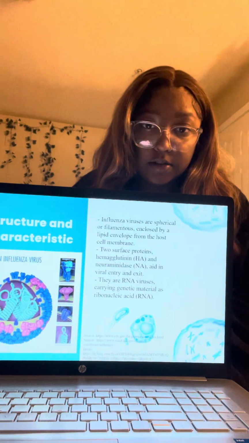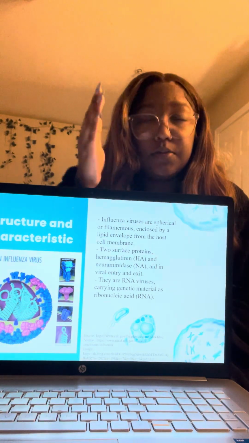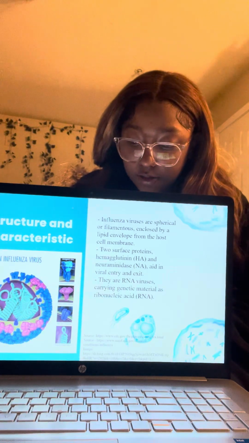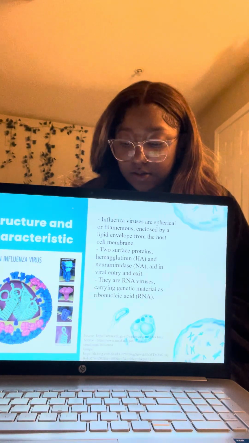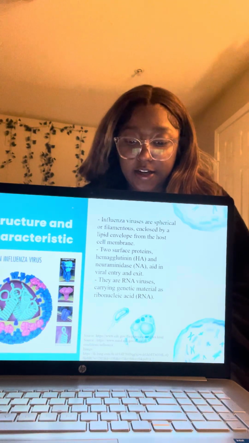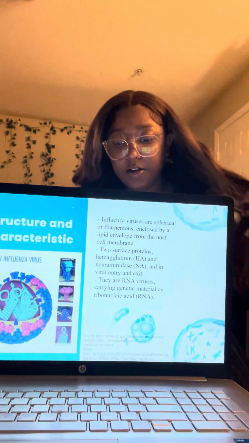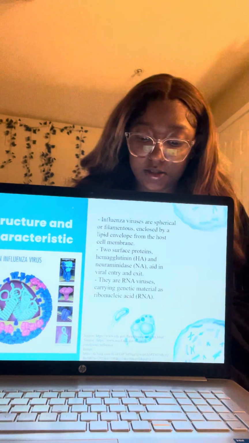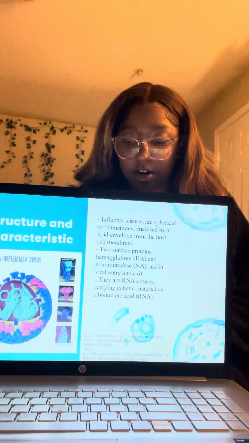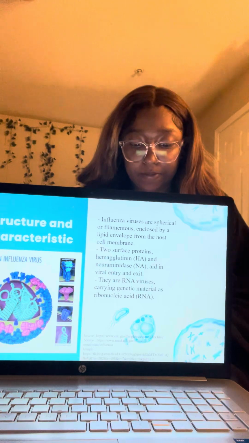The structure and characteristics of influenza. Influenza viruses are spherical or filamentous, enclosed by a lipid envelope from the host cell membrane. Two surface proteins, HA and NA, aid in viral entry and exit. They are RNA viruses, carrying genetic material as ribonucleic acid, which is RNA.